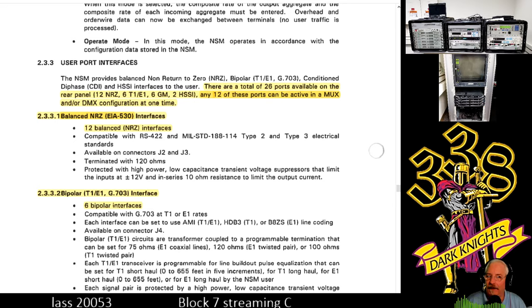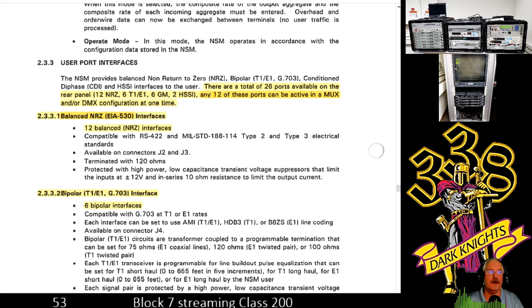Then you have the comma. It says any 12 of these ports can be active in the multiplex or demultiplex configuration at one time. So you can use 2 HISIs. You can use 6 CDIs. You can use 1 T1. You can use 1 NRZ. That gives you 12. Amazing, huh? I hope I did that right and it comes up with 12.